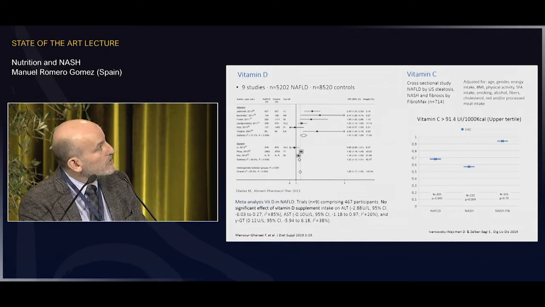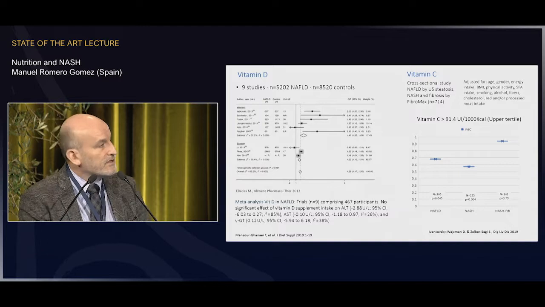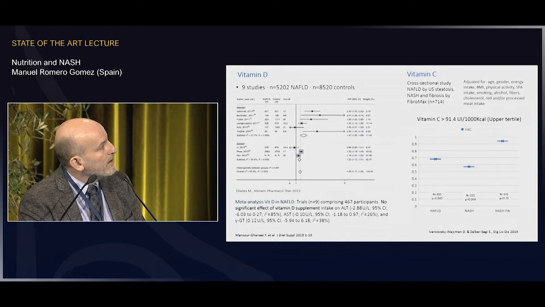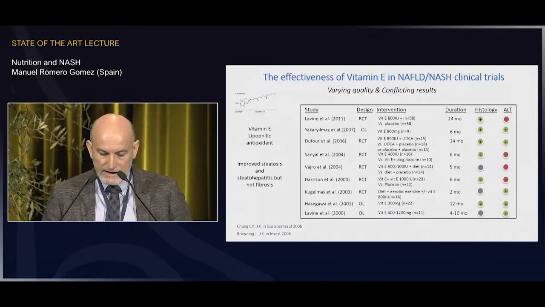Vitamin C is also related. If you have a very high consumption of vitamin C in the upper tertile, that means 91.4 units per 1,000 kilocalories, you can see how this very high amount of vitamin C reduces the risk of NAFLD and NASH, but not NASH fibrosis.